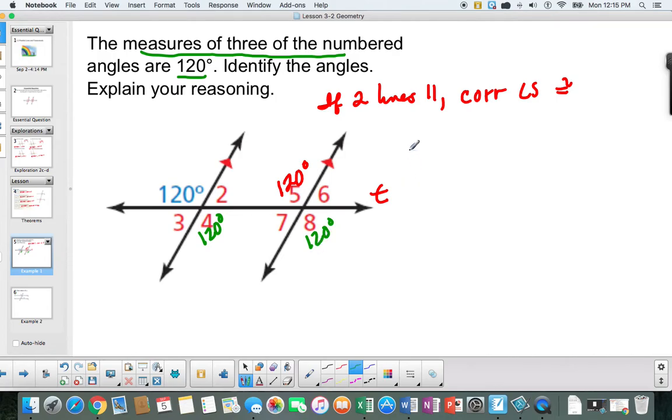Let's extend this by continuing to find the other angles. These are supplementary, so these are 60, vertical 60. Again, linear pair and supplementary, 60, and these are 60. Okay, let's look at the big picture. The big picture is when you have parallel lines, 4 of the angles will be the same measure and the other 4 will be the same measure.